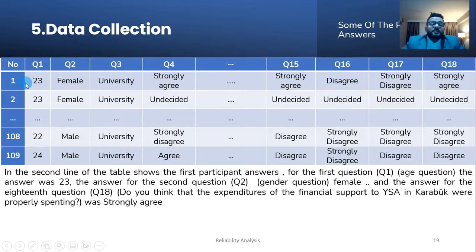The first participant's answer for question one, about age, is 23 years old, and he or she is female. In question two, these are the answers, and in question three, he or she is in the university. So here it will be 2, here it will be 2, and here it will be 1 if we want to get them into an SPSS program, as we will see after this slide.